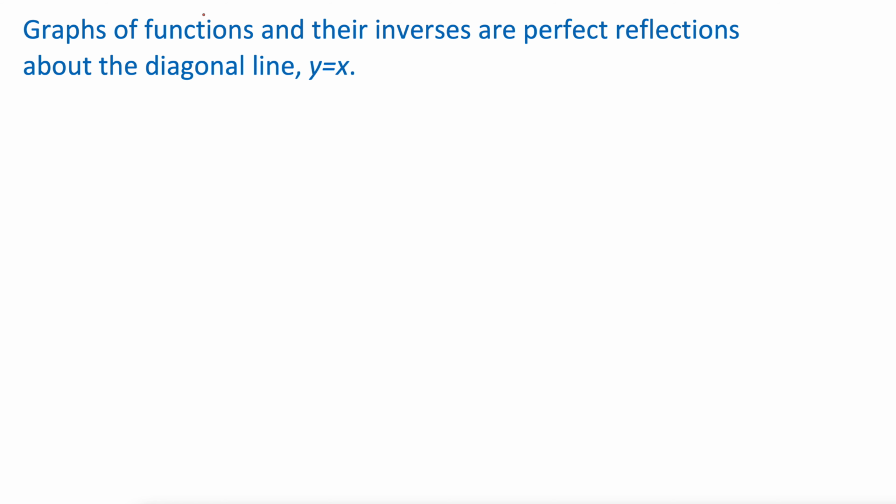Something really neat happens when you graph a function f of x along with its inverse, f inverse of x, on the same set of axes. When you do that, they're perfect reflections of each other about the diagonal line y equals x. This sounds a little strange. Let's do an example to see how this works.